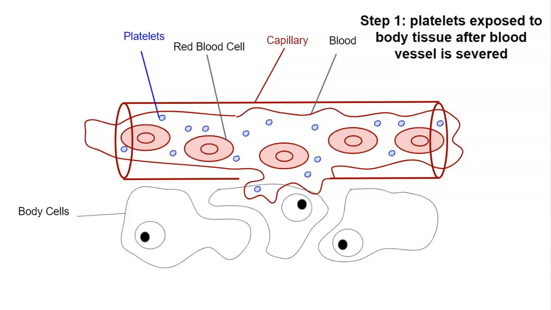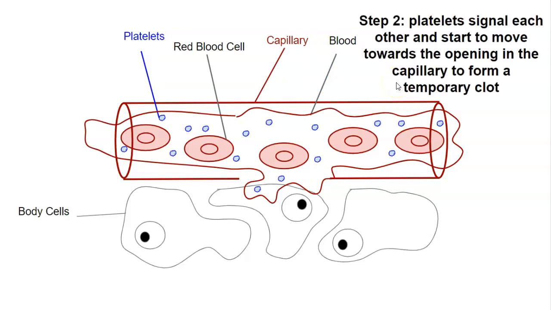So on your notes in step 1, it says draw the picture of the process of blood clotting. You're just going to write step 1, platelets are exposed to body tissue. Okay, so once you've written that down, we can talk about what's going to happen after your platelets are exposed. So the platelets signal to each other to start filling in that space that's been opened to create a temporary clot. So that's step 2. Write down step 1. Now we're writing down step 2.